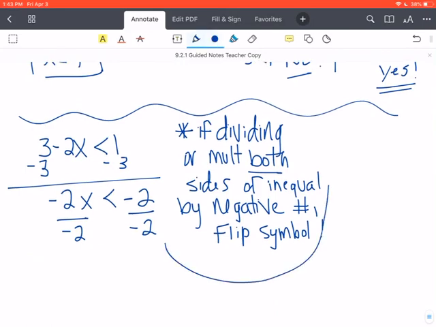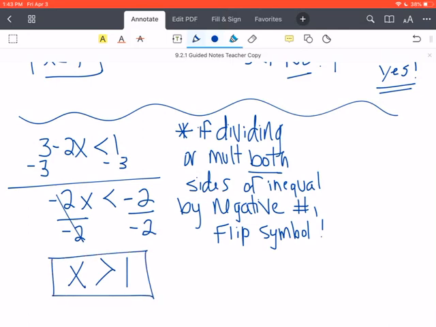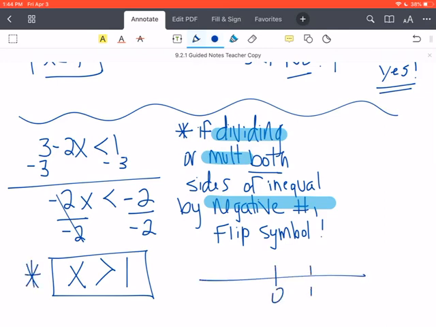So from here, I can just continue my work. I can see that the negative 2's cancel out. I have to flip my mouth, and there is my answer. Again, this only happens when you're dividing or multiplying by a negative value, so this has nothing to do with addition. Then we could go on a number line and graph it pretty easily: put my open circle at 1, and it's going to be all numbers that are greater than, following the direction of that mouth.